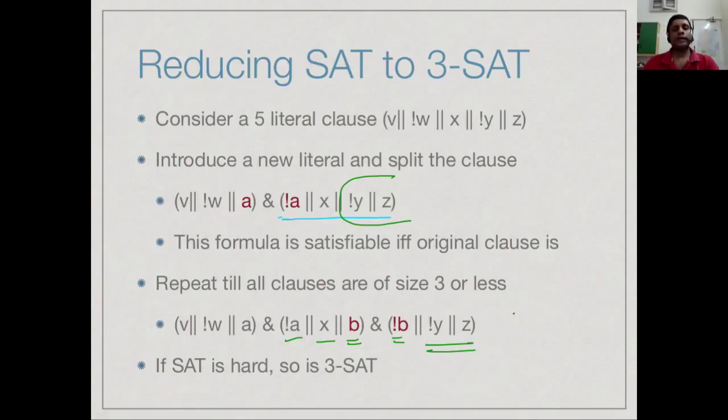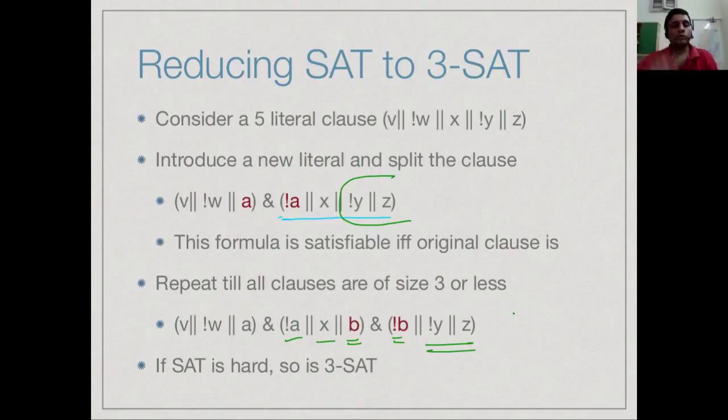In this way, I can take any clause which has more than 3 literals and systematically decompose it by adding new literals into a sequence of 3 literal clauses. So I can convert any clause which is not in 3-SAT into a sequence of 3-SAT clauses. And how big is the sequence? Well, it's going to be proportional to the number of literals in the clause. So the blow up in my formula is going to be linear in the original formula.